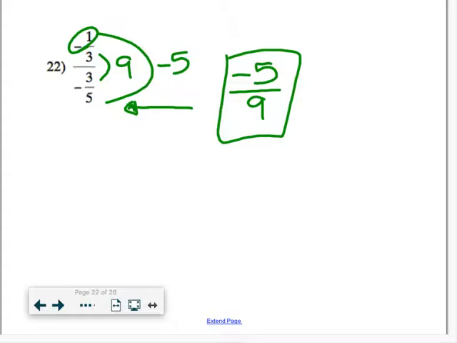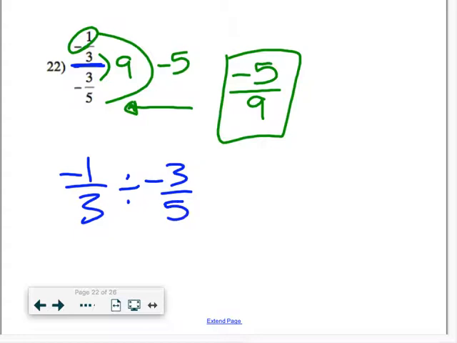Kind of stinky part about that Deep Blue Sea method is I think it's harder to cross cancel, which remember when you change multiplication or division problems to multiplication, there's always that possibility of canceling before or simplifying before you reach the end. So the other way, remember this is my division line. So that's -1/3 divided by -3/5.